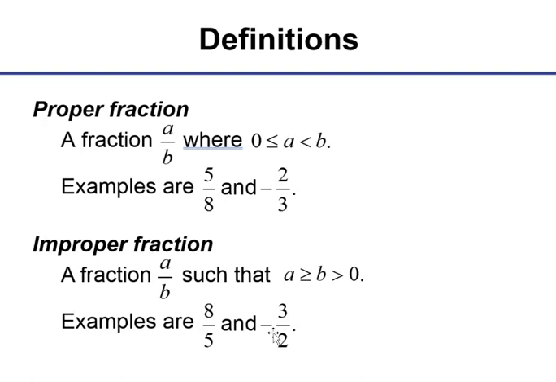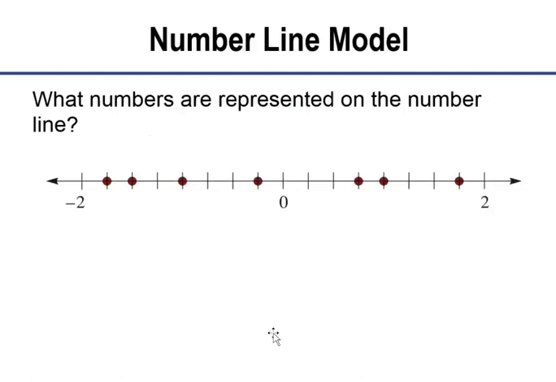Proper fractions are between 0 and 1, whereas improper fractions are larger, 1 or larger, let me say it that way. Now here we have an example with a number line model, and the idea is that we label each of these values. So let's think how we could possibly do that.